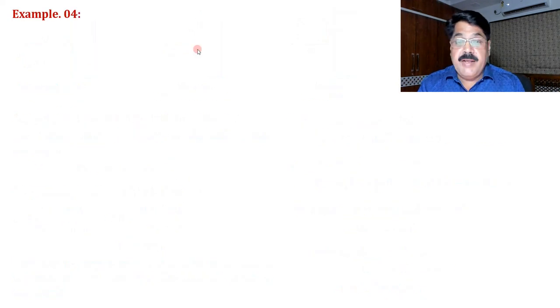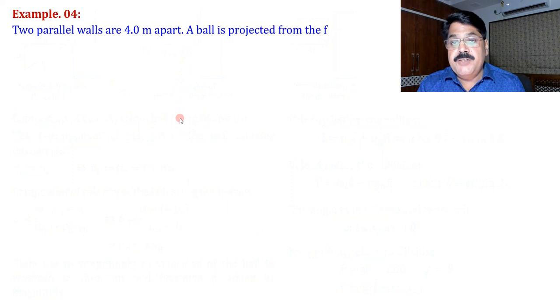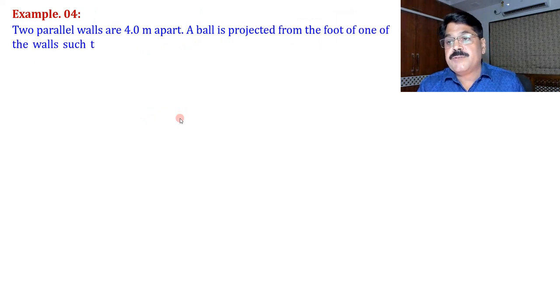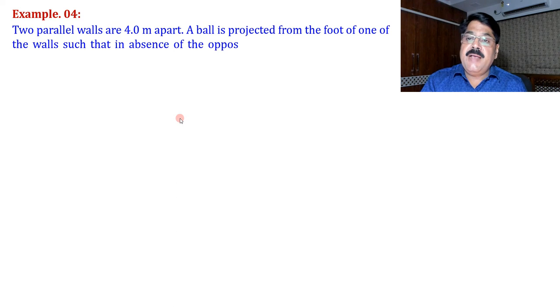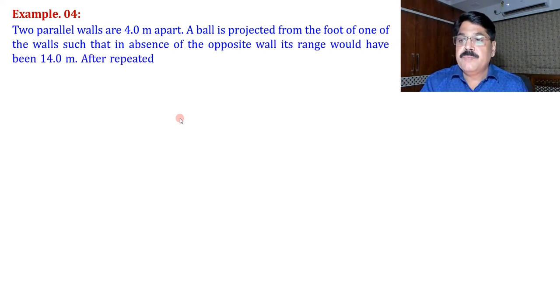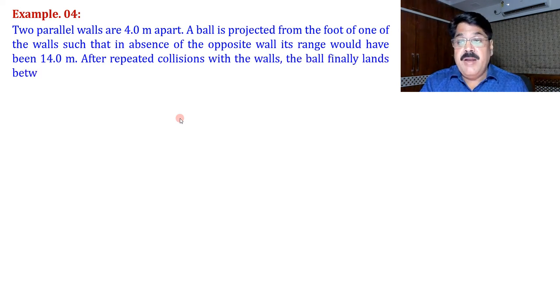Now we come to the next example, example 4. Two parallel walls are 4 meters apart. A ball is projected from the foot of one of the walls such that in the absence of the opposite wall, its range would have been 14 meters. After repeated collisions with the walls, the ball finally lands between the walls. It means the height of the walls is so large that the ball cannot cross them.